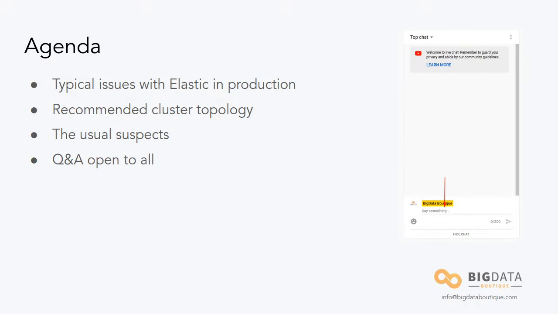So we'll begin today with talking about the typical issues with Elasticsearch in production. And then we'll go through some recommendations around cluster topology and a couple of additional things. And then we'll discuss the usual suspects that we are going to first look at when we come to handle those kind of production issues our customers are having.